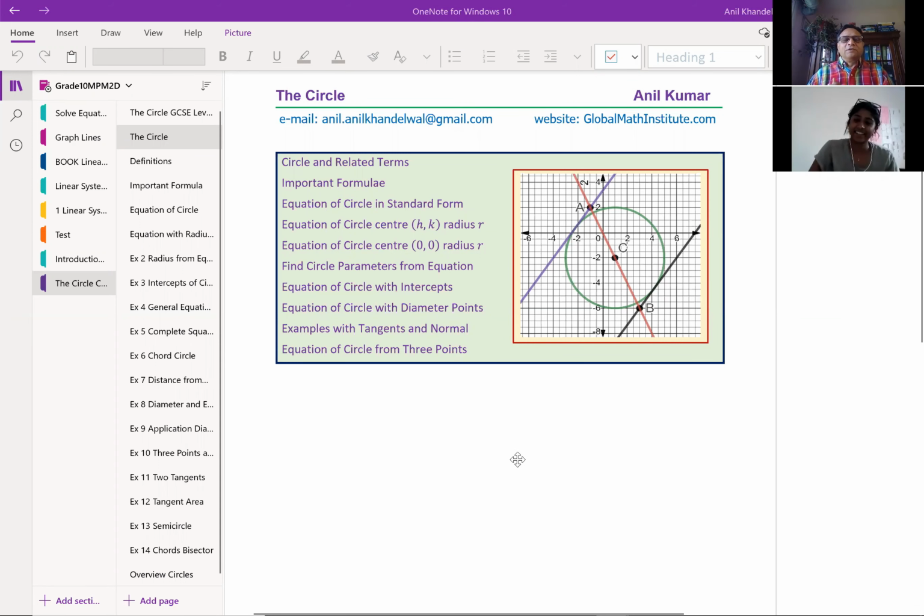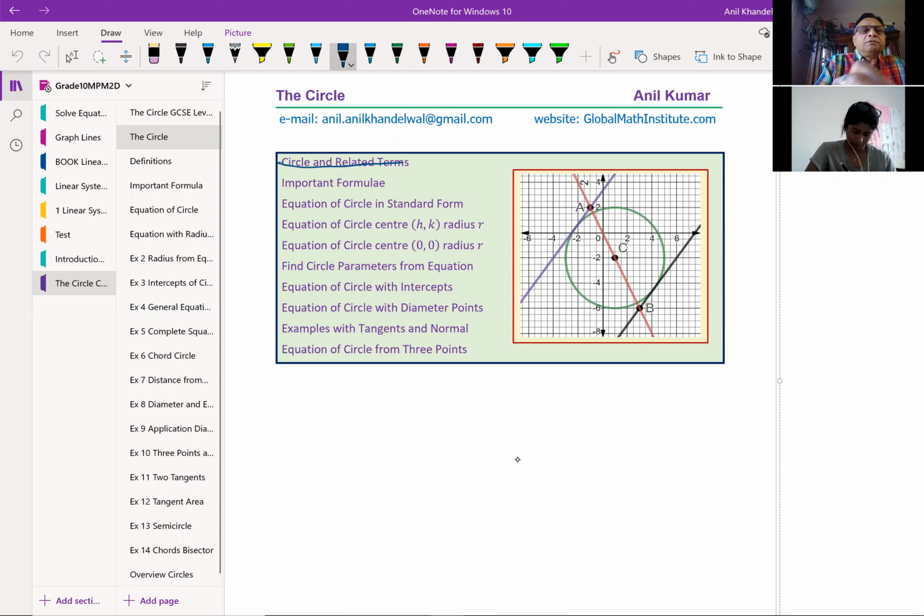So we'll just talk about circles and related terms to begin with. That will take a minute for us, and then we'll go into some important formulas. When I say important formulas, you know about them. One of them is a new formula for you, which you will develop in vectors, but we are going to use it in our examples. Then we are going to see the equation of circles in many different ways.